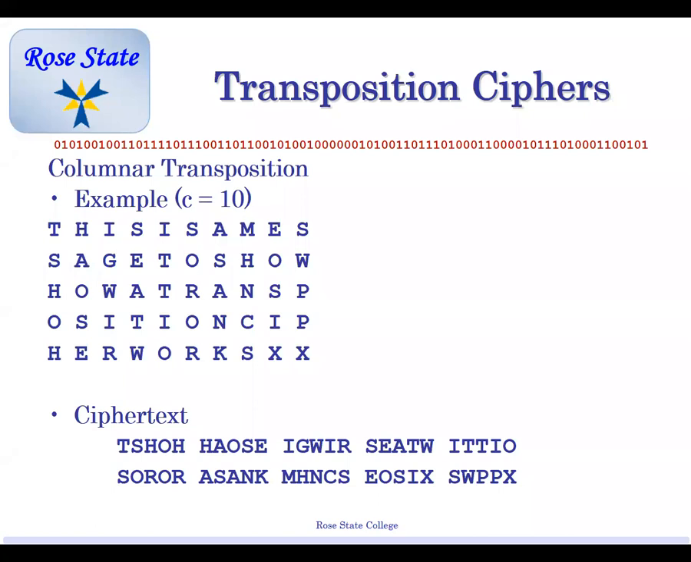Transposition ciphers. Read it up and read it across. This is a message to show how transposition ciphers work. Break it up in groups of 5, going up and down. So the ciphertext is TSHOH, HAOSE, and so on and so forth. And you just write them in groups of 5, and then you get your message out. Isn't that cool? That has a C of 10.